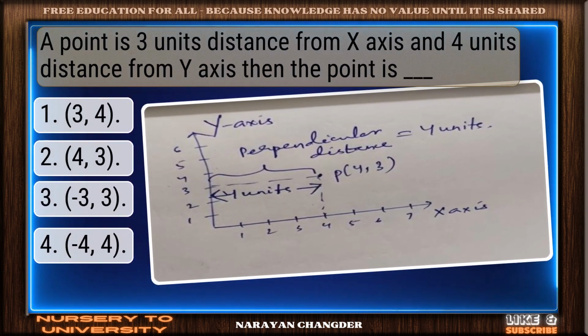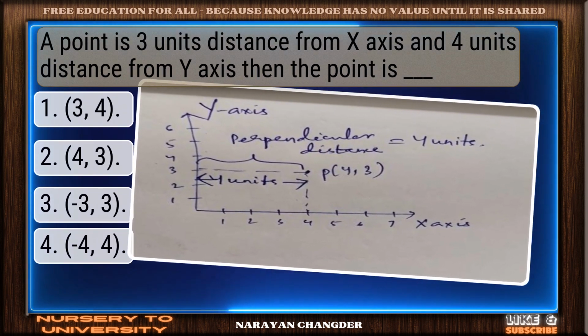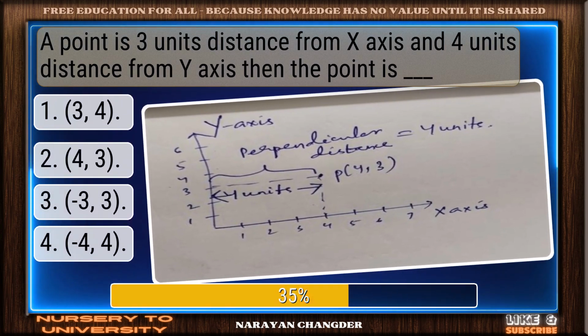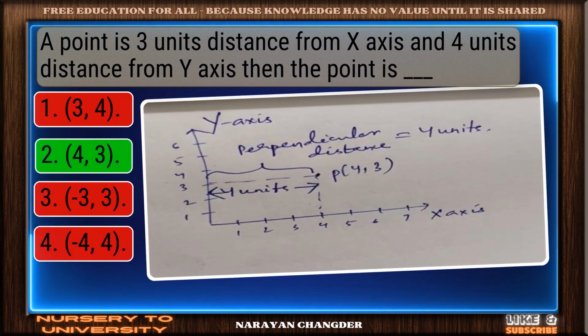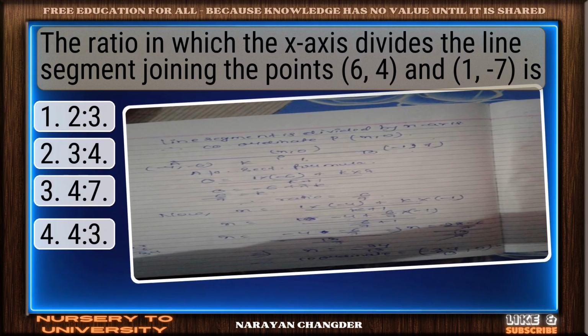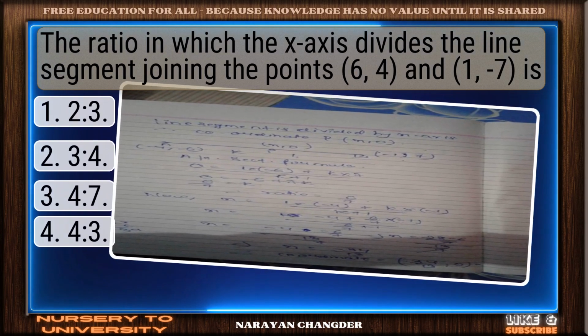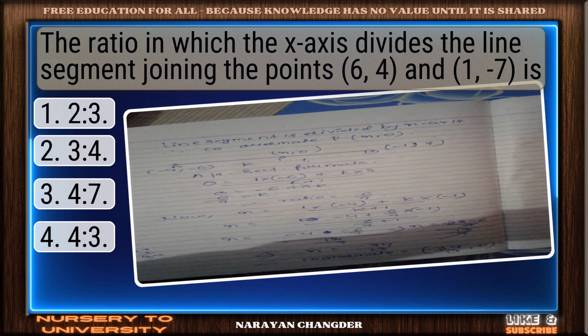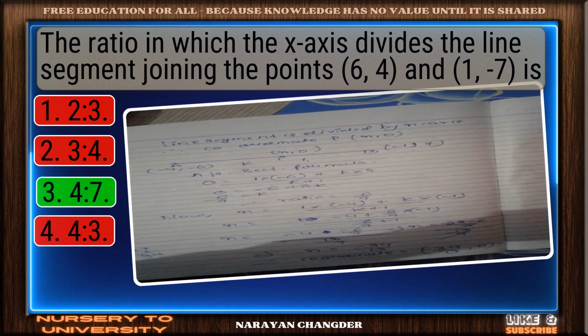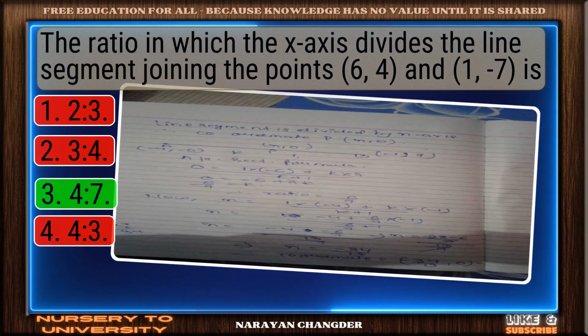Question number 47. A point is 3 units distance from x-axis and 4 units distance from y-axis, then the point is dash. Good job. Your answer works well here. Question number 48. The ratio in which the x-axis divides the line segment joining the points and is. Excellent choice. 4:7 is the right answer.